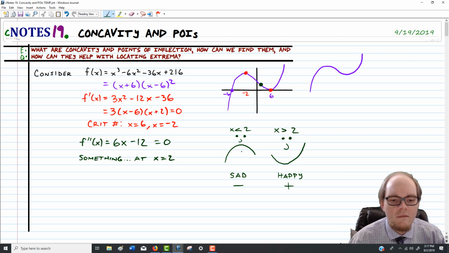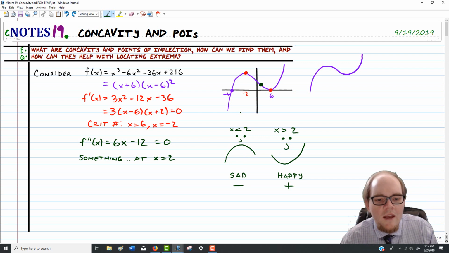And the truth is, this is absolutely what we're looking at here. On the left side, the thing seems to be opening downward. It's oriented in a downward direction. On the right side, it's oriented in an upward direction. And at x equals 2 itself, something is changing, like we're changing from one value to the other. So in a sense, what we've got is our visual for this thing that we're going to be calling concavity here.